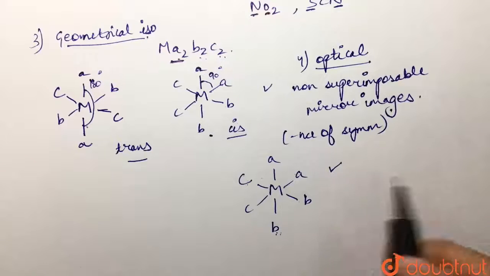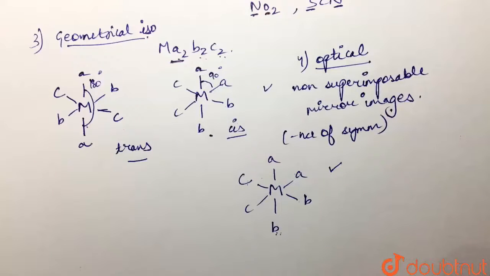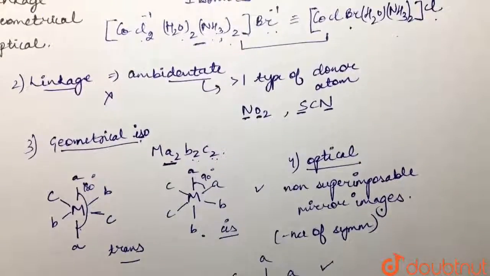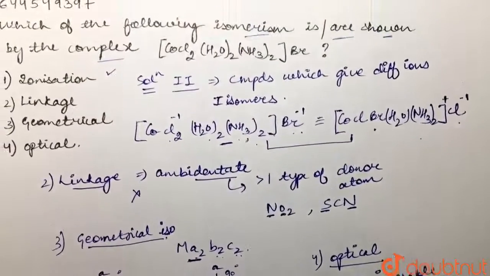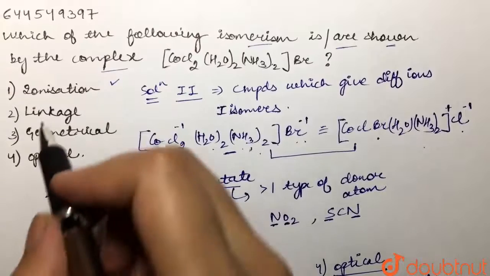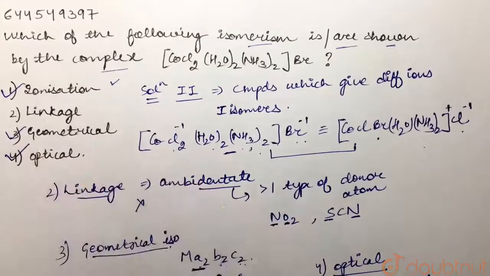So the correct options would be ionization isomerism, geometrical and optical. So if we look at our options, the answer to this question would be options number 1, 3 and 4.